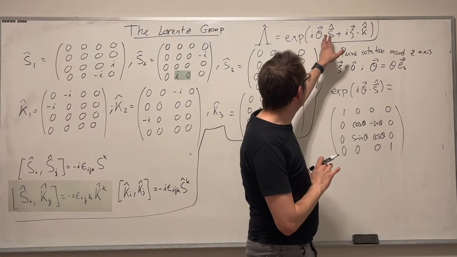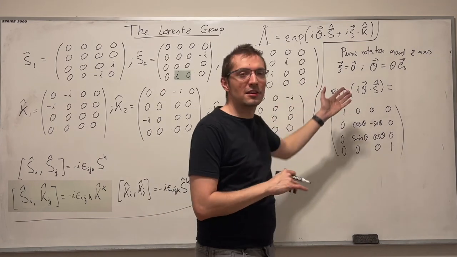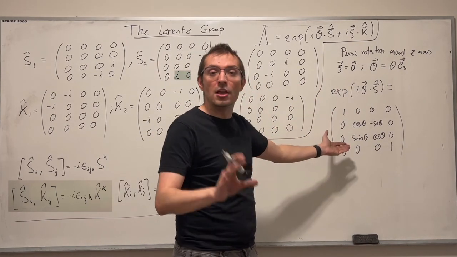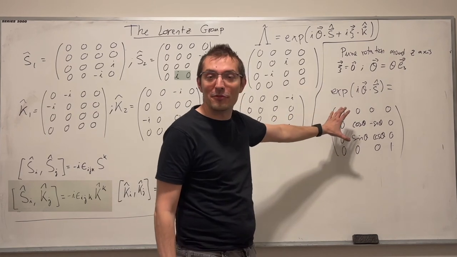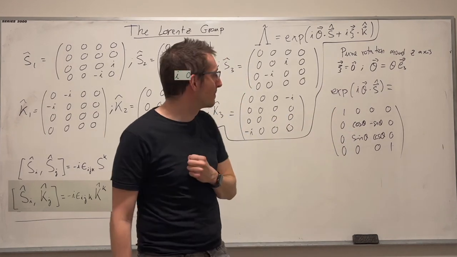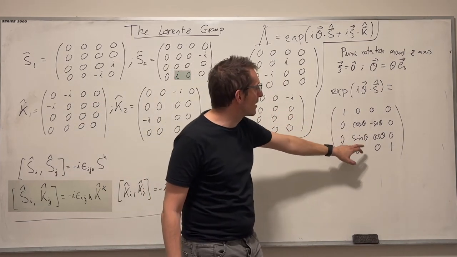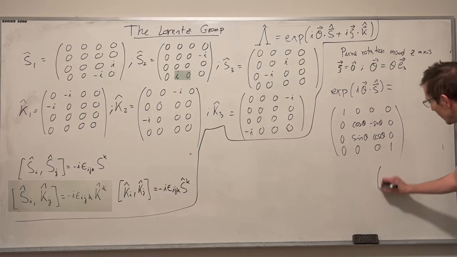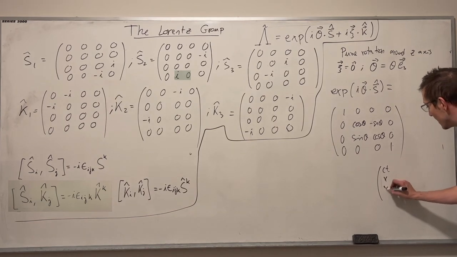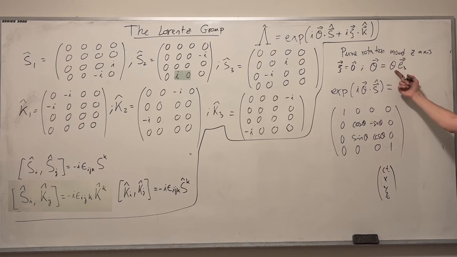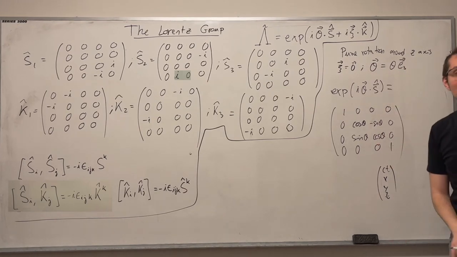You substitute these matrices here, take the exponential of the matrix that you learned how to do in algebra, and this is the result you get. You don't have to believe me, I just want it here for reference because we're going to do it in the computer next. Now, this of course you recognize because this is a rotation. If you act on the vector (ct, x, y, z), this thing is a rotation of the spatial components around the z axis of magnitude theta, which is exactly what this does.